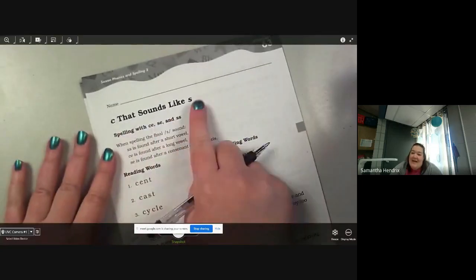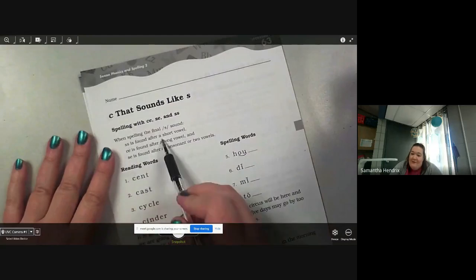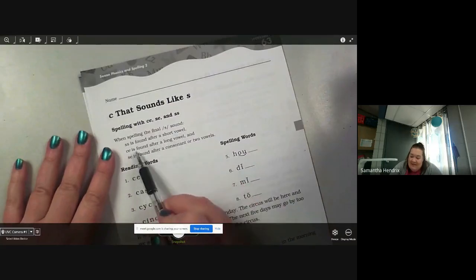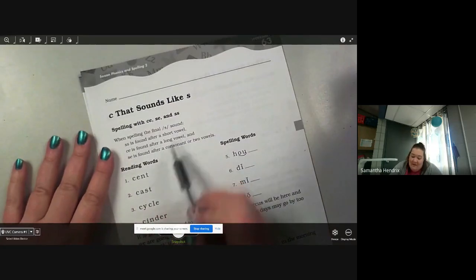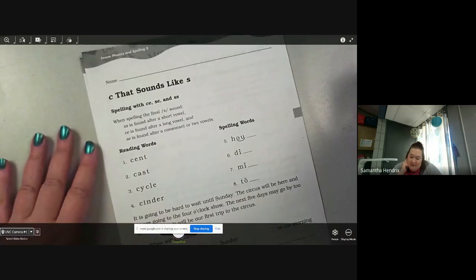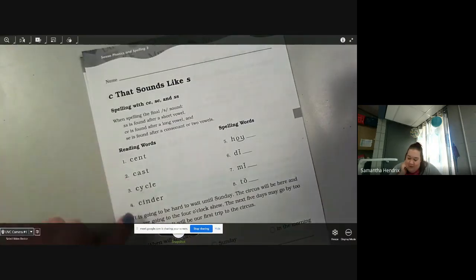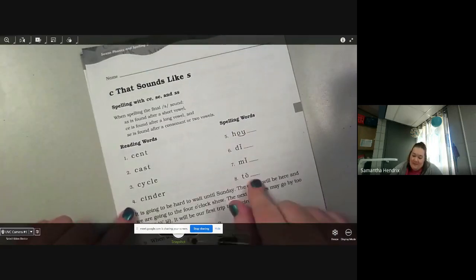C that sounds like S. And then here's our rules. SS is found after a short vowel. CE is found after a long vowel. SE is found after a consonant or 2 vowels. Okay? Ooh, it's different. So reading words and then spelling words.